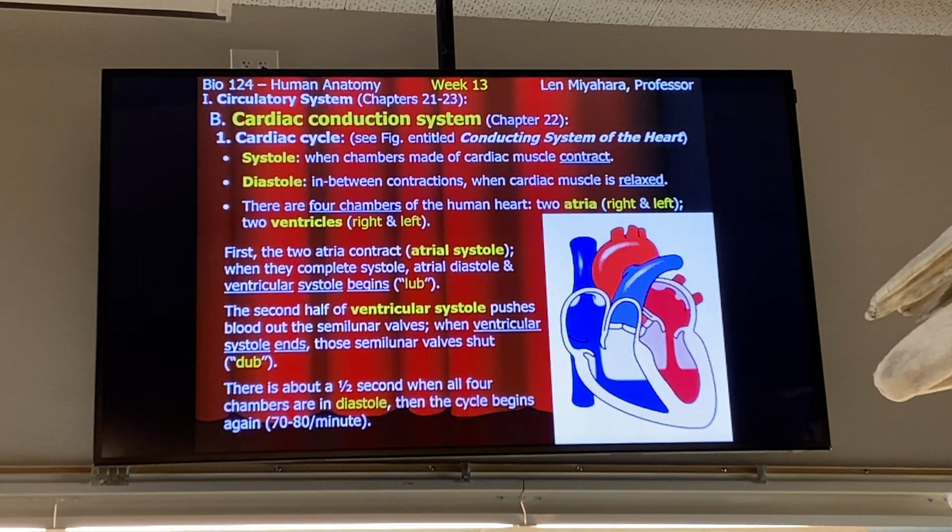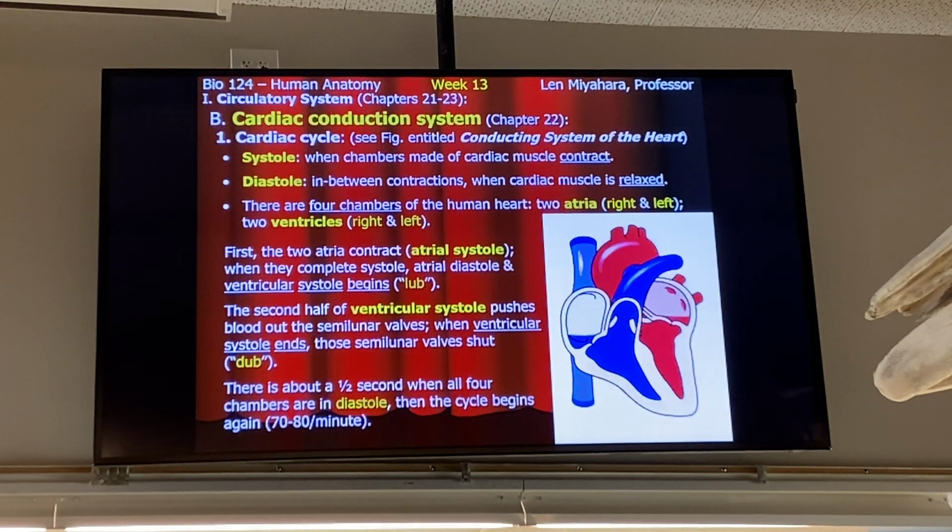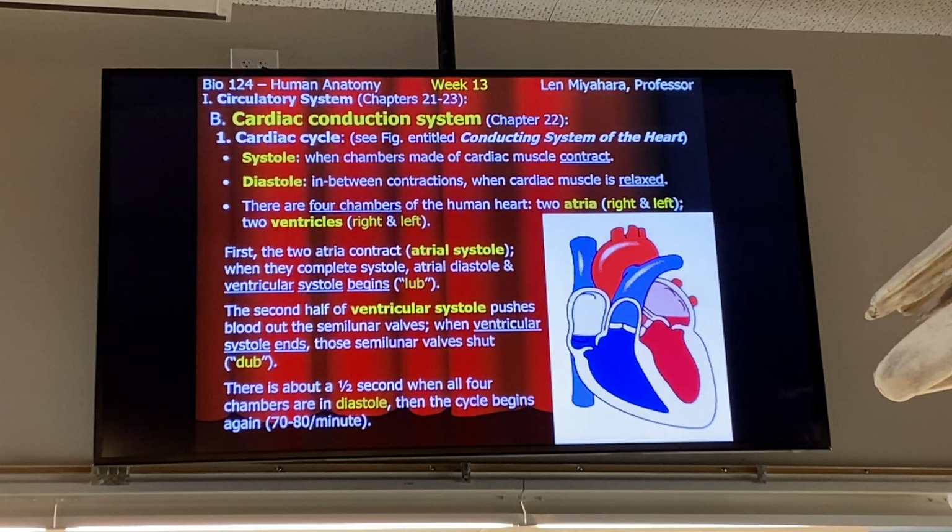And 80% of the ventricles is passive drainage from the veins. When the atria contract, it's just topping off the last 20%. 80, 20, 80, 20, 80, 20. Everybody see that? This animation shows really well. 80, 20, 80, 20.